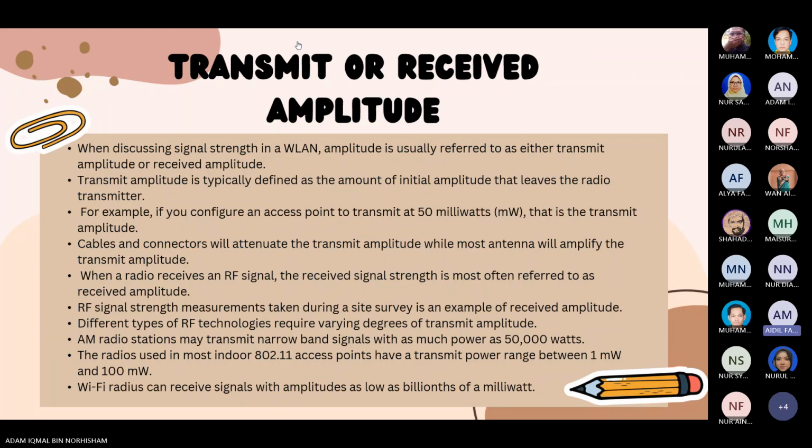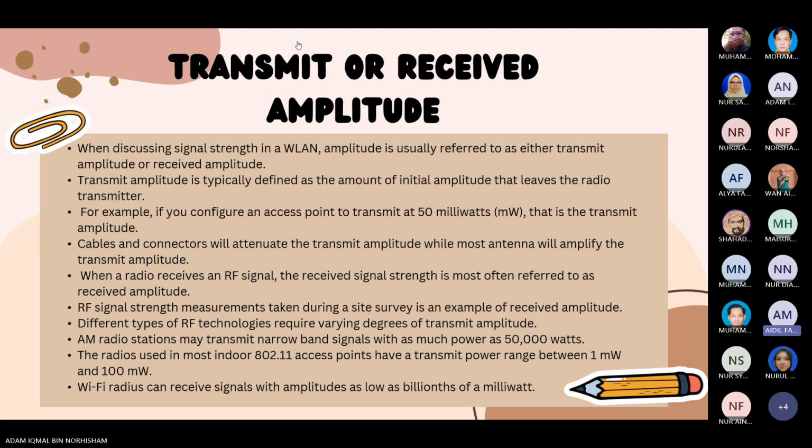Transmit or receive amplitude. Signal strength in LAN amplitude is usually called either transmit amplitude or receive amplitude. The transmit amplitude is typically defined as the amount of initial amplitude that leaves the radio transmitter. For example, if you configure an access point to transmit at 50 milliwatts, that is the transmit amplitude. Cable and connectors will attenuate the transmit amplitude, while most antennas will amplify it.